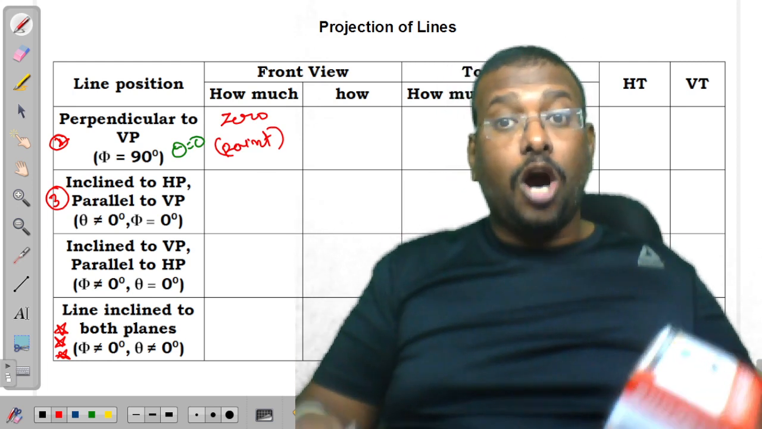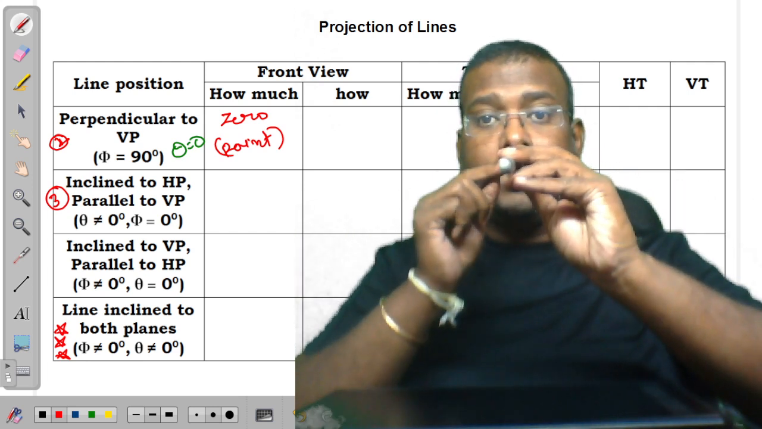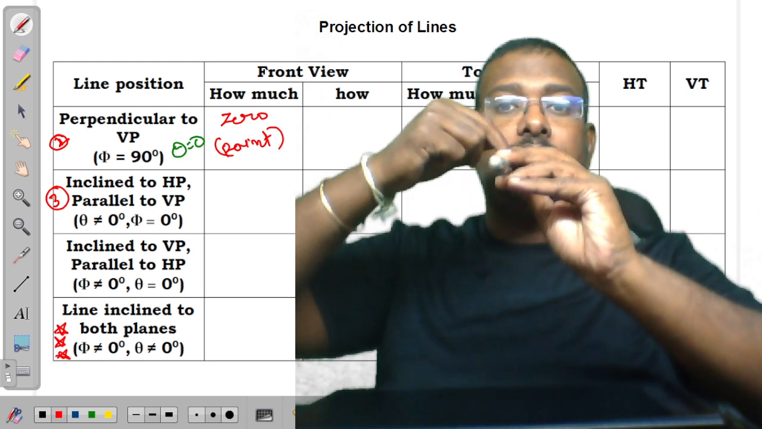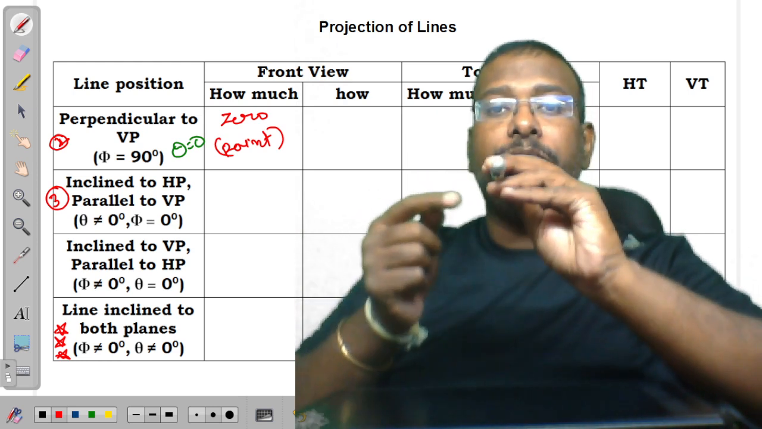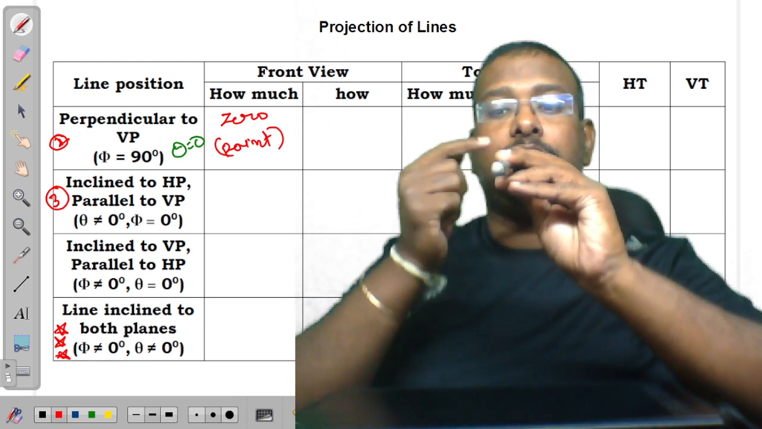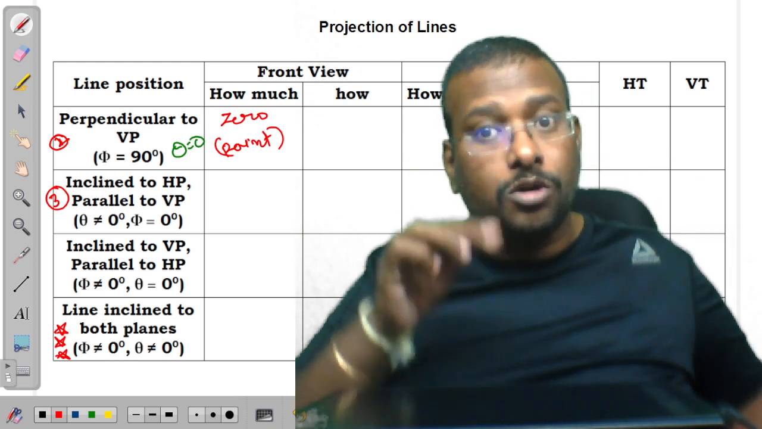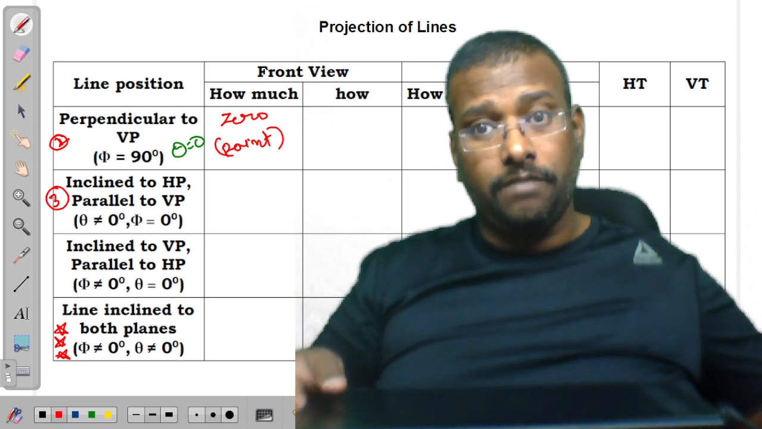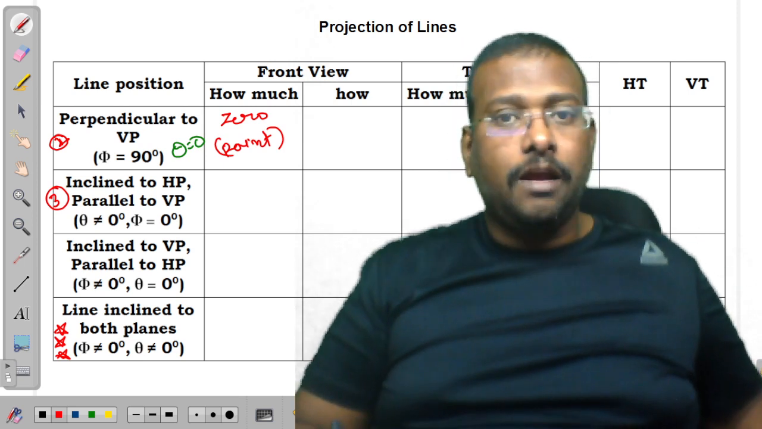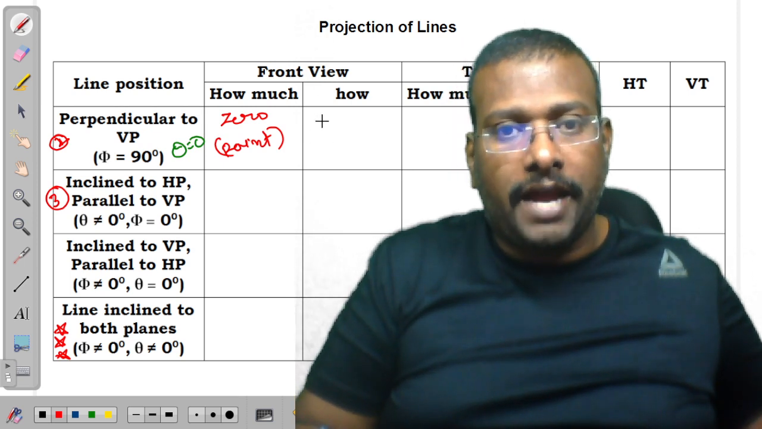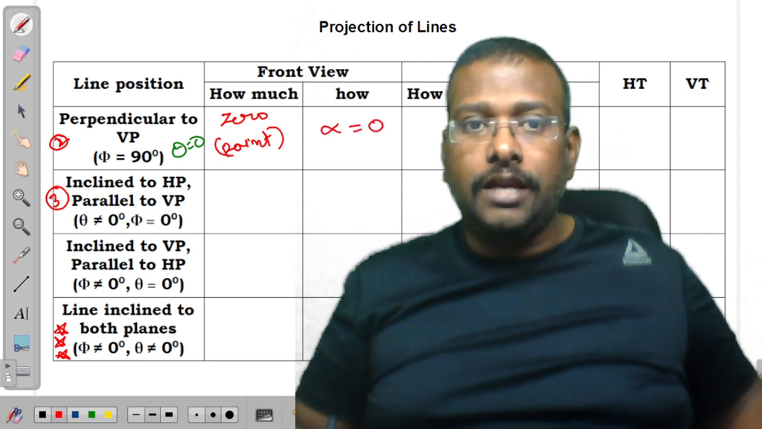All of you observe. Sir, the front view here is a point. Assume this is A, this is B. A's shadow will fall here, A dash. B's shadow will fall here, B dash. A dash and B dash both coincide, meaning both are at the same height. Then what is the meaning of it? It is parallel. Both at the same height means it is parallel. Coincide or parallel, then alpha is going to be 0.